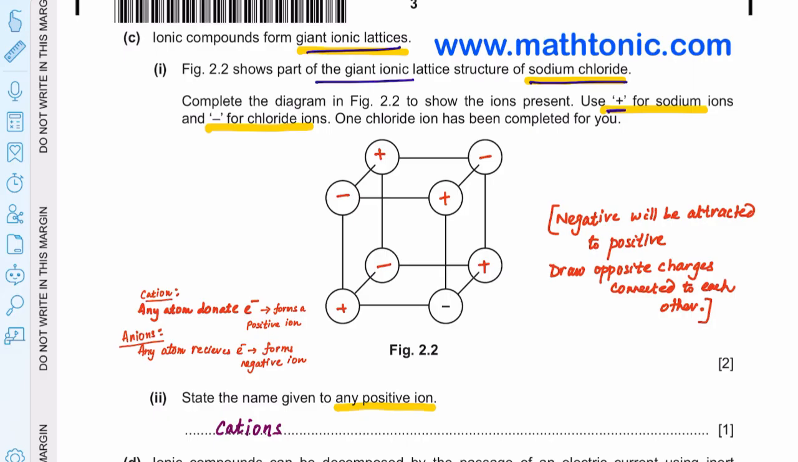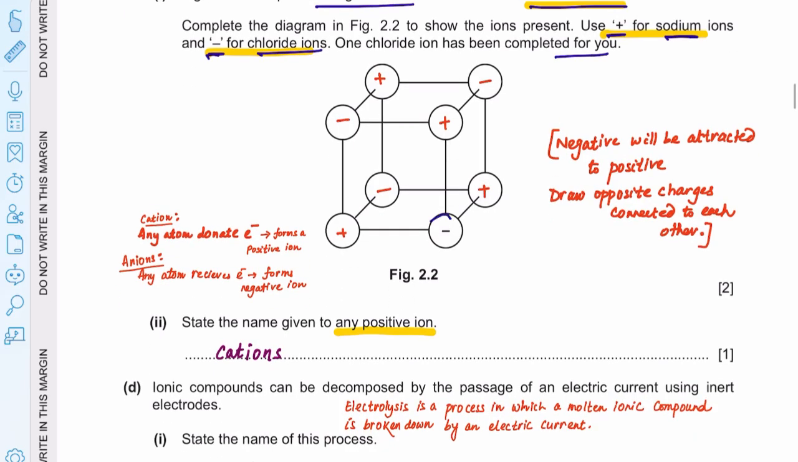We use plus for sodium ions and minus for chloride ions, and one chloride ion has been completed for you. You can see here this is given minus. You should remember negative will be attracted to the positive, so draw opposite charges connected to each other. That means this negative is connected to these two atoms, right?